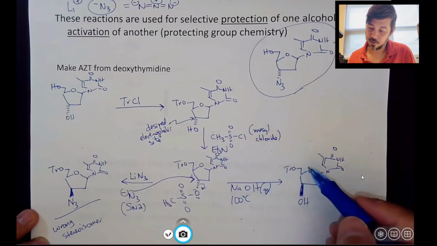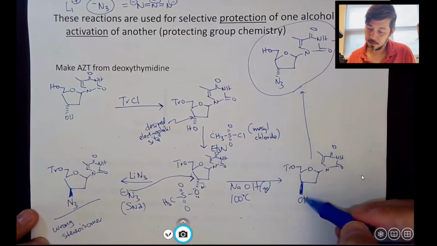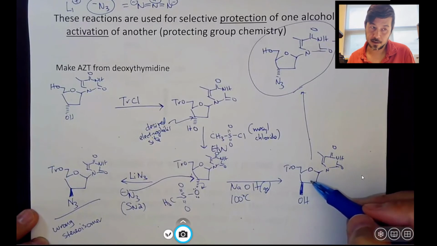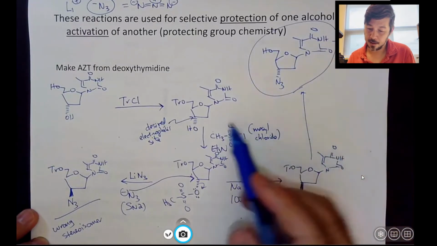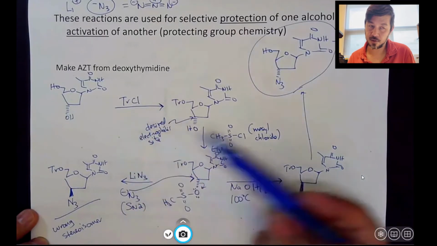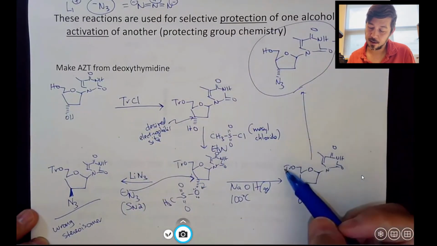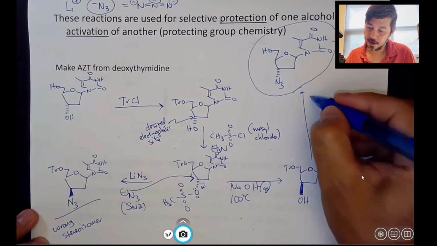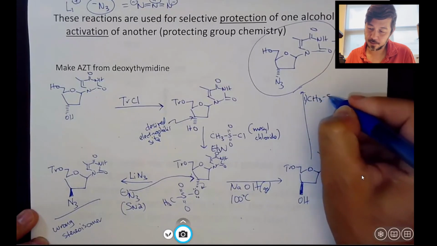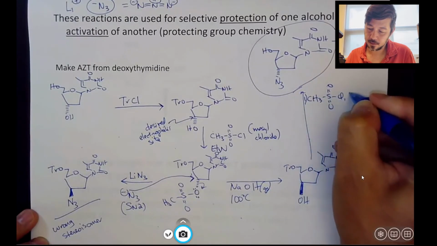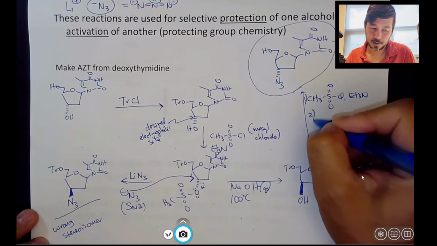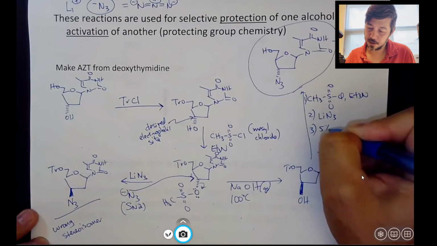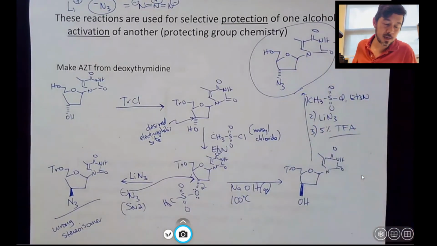And now what you can do is add your mesyl chloride and then add your lithium azide to get the desired stereochemistry. And then the trityl group, think back to proteins and peptides, we're going to need to deprotect through a resonance stabilized carbocation. So we're going to use weak acid to remove that. So this will be a three-step process: mesyl chloride and triethylamine, lithium or sodium azide, and then 5% TFA. Okay, so that's how you can generate AZT.